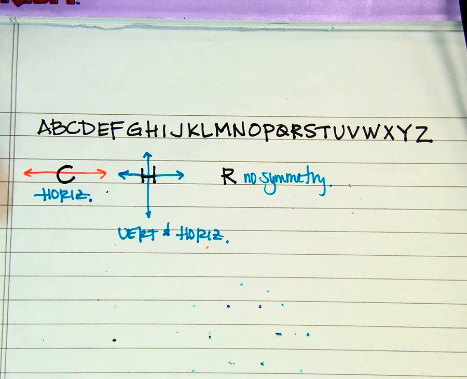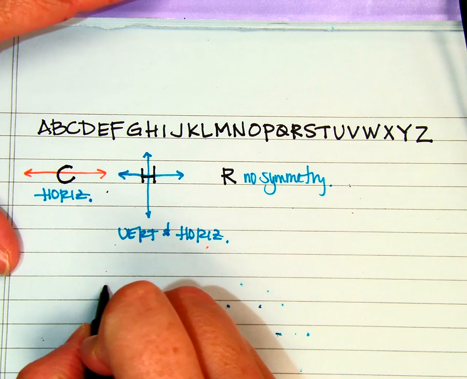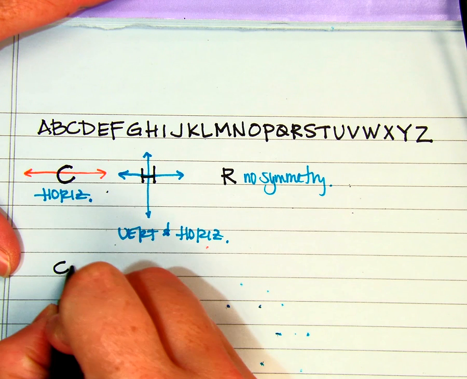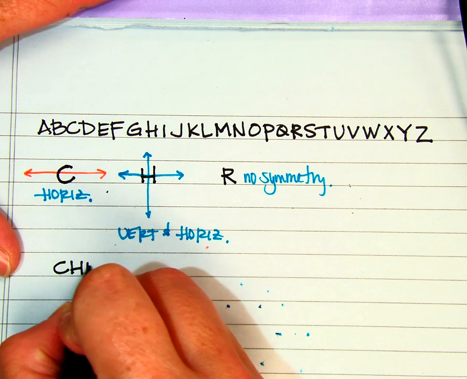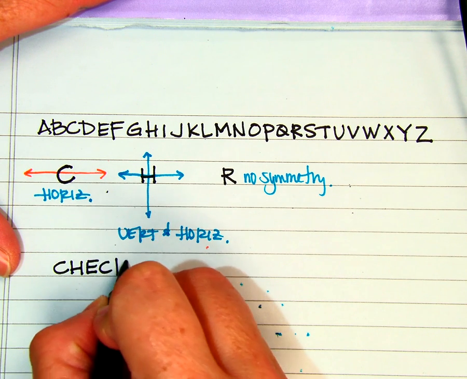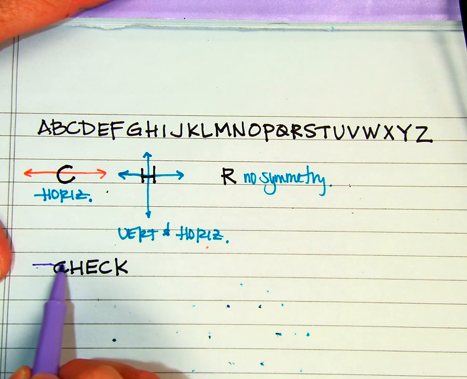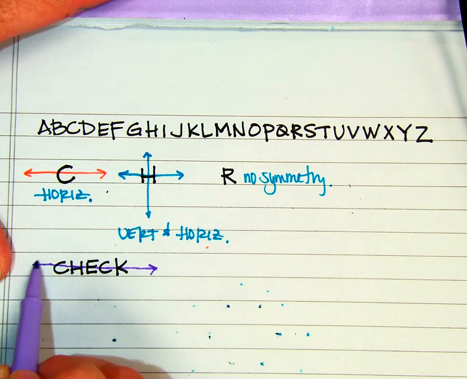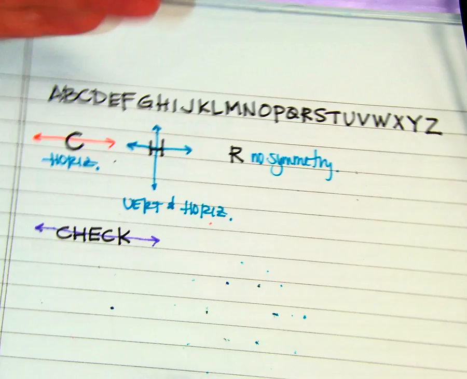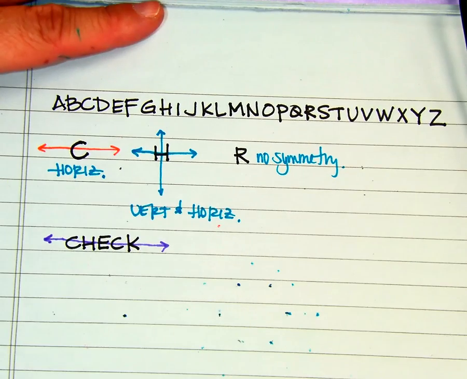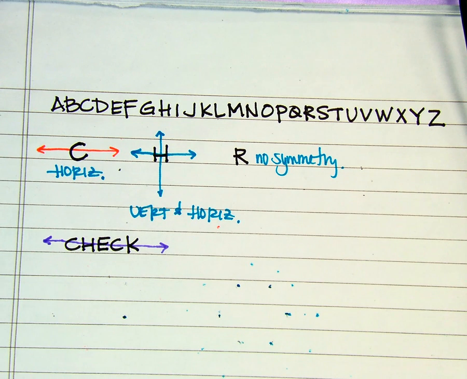So sometimes we'll have a challenge, if you will, of trying to come up with words that have horizontal symmetry, for example. So the word check. I could draw a line of symmetry, and it would reflect onto itself over the line of symmetry. Okay, just some examples of that.